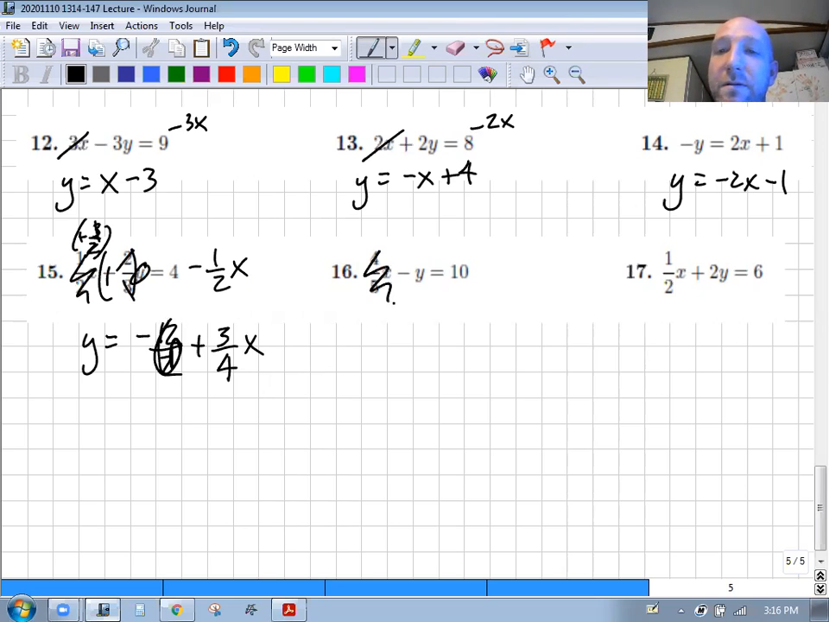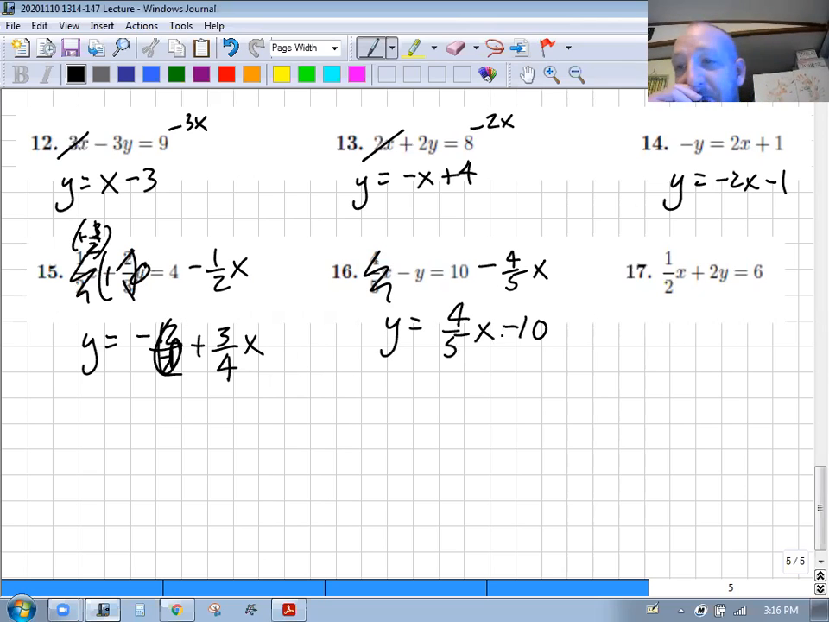So here, subtract 4/5 x. Now multiply through by -1. Just +4/5 x minus 10. Subtract 1/2 x. Now divide both sides by 2.